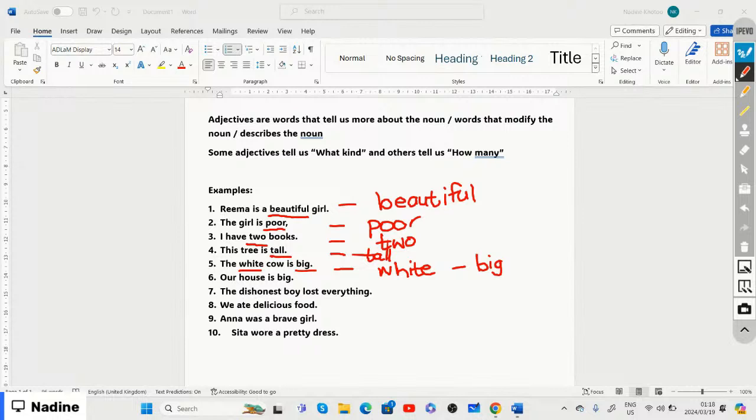So our house is big. And if we were to identify the adjective, we would identify the adjective as being big, and it basically tells us what kind of house. It is a big house. So big is our adjective that basically tells us what kind.